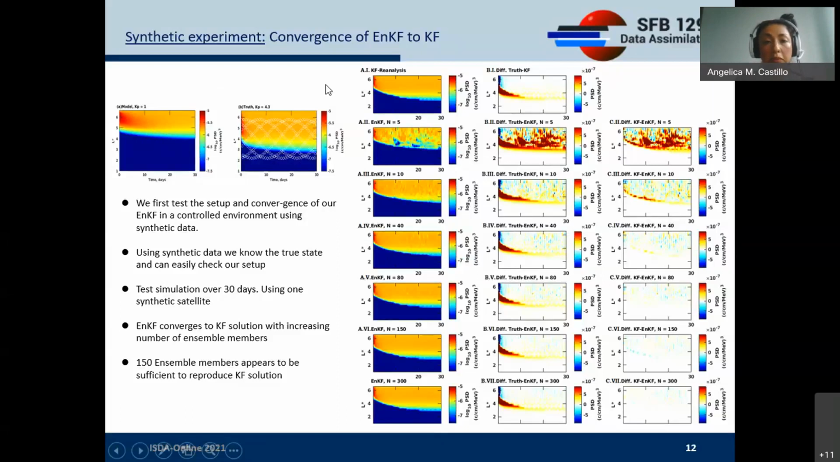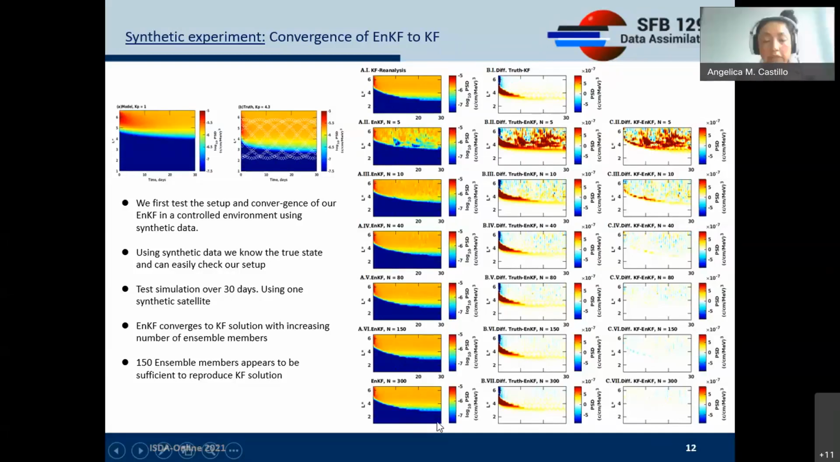The results of the assimilation using the Kalman filter are shown in this first row. This is the phase space density obtained with the Kalman filter, and this is the difference between the true state and the assimilation with the Kalman filter. The second row is the results with the ensemble Kalman filter using 5 ensemble members. This is the difference between the true state and the ensemble assimilation, and this is the difference between the Kalman filter and the ensemble assimilation. The rest of the rows are the same, but with increasing ensemble members.